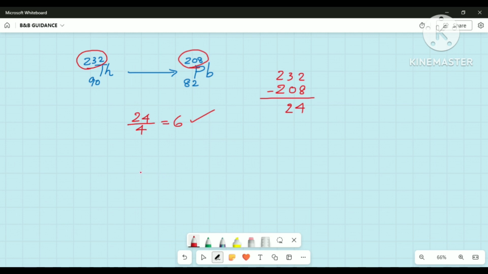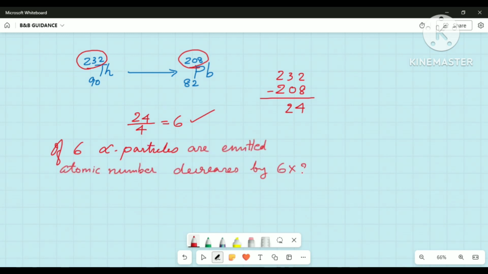But by the emission of alpha particles, atomic number also decreases. If 6 alpha particles are emitted, atomic number should have been decreased by 6 times 2, that is 12. But in this case, atomic number decreases by only 8. This is due to the emission of beta particles. How many beta particles are emitted? 12 minus 8. So, when thorium 232 disintegrates to lead 208, 6 alpha particles and 4 beta particles are emitted.